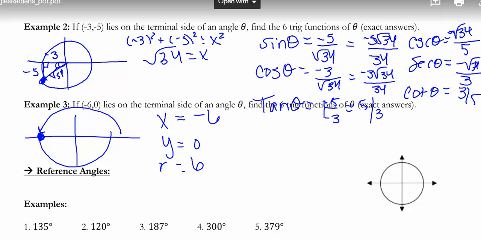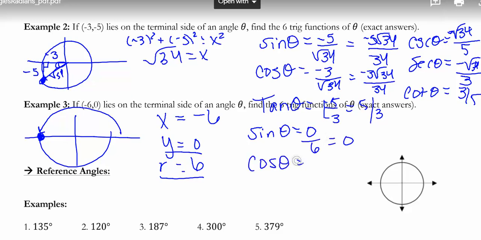So now I can take that concept from the top of this page where I'm talking about sine, cosine, and tangent in relation to y, x, and your radius. So sine is equivalent on your paper to y over r. So 0 over 6, that's just 0. Cosine is x over your radius. So negative 6 over 6. That's just negative 1.